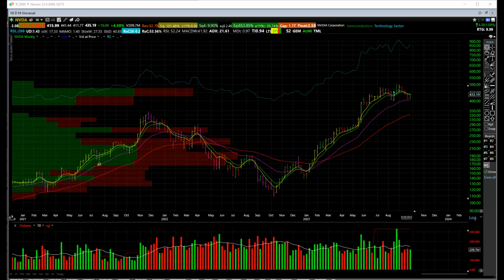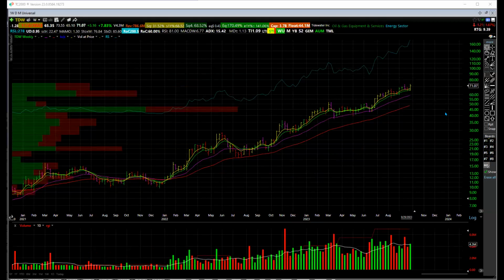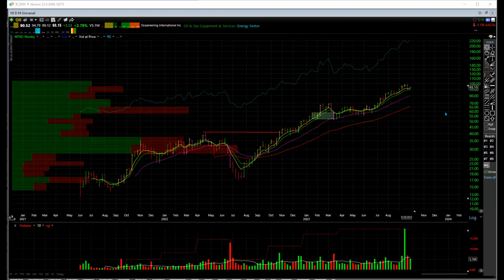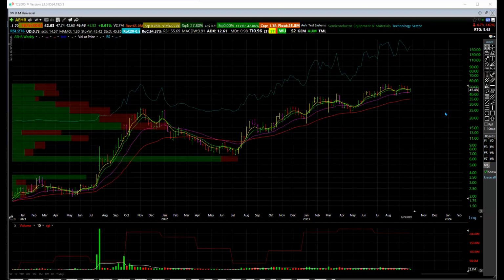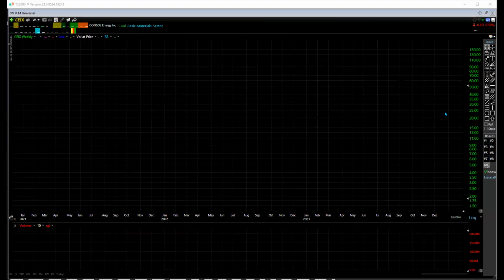So definitely that was an area where you could have picked up some NVIDIA already. And then we have Tidewater, a little bit extended. So we're looking for good setups that could be setting up for a breakout around or shortly after the follow-through day. So this is a nice little base happening.